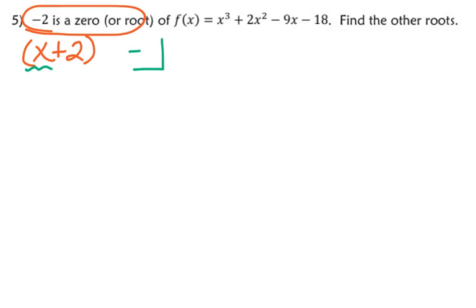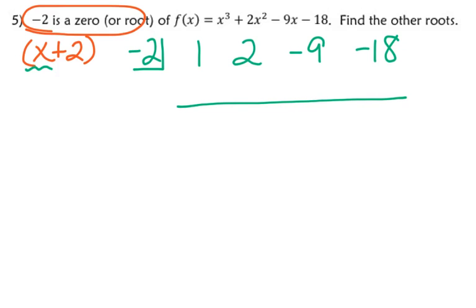So we're going to put negative 2 in the box, and then we're going to list our coefficients. So 1, 2, negative 9, negative 18. Okay, so what I want you to do is pause the video here and go through the synthetic division process. We know that we should get a remainder of 0, and then I want you to give me what that remaining factor would be as well, since we know x plus 2 is a factor. So go ahead, pause the video, and when you're ready to check your answer, you can press play again.